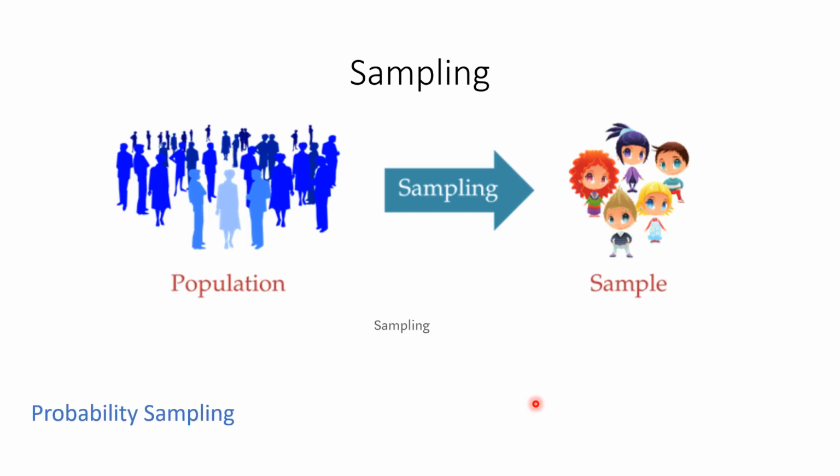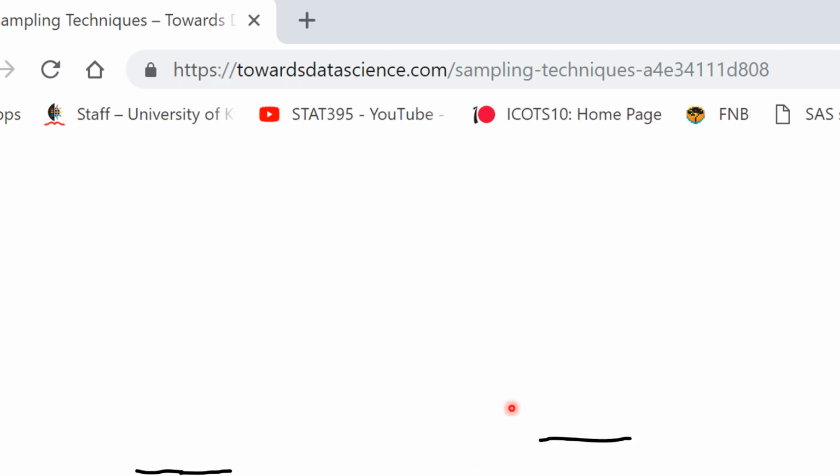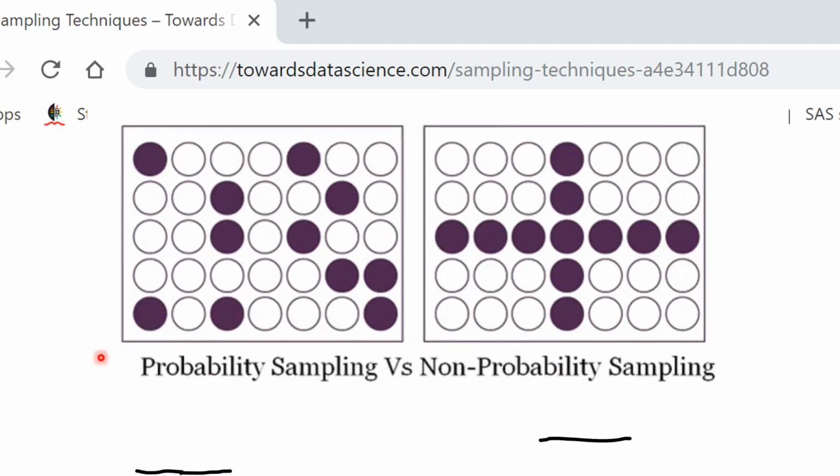Now, when you read sampling books, they start off talking about probability sampling, non-probability sampling, and resampling. 3 different kinds of sampling. What are the differences? That's the first concept I need you to understand. And I found this article in Towards Data Science. Here's the reference. And this is how they define probability versus non-probability sampling.